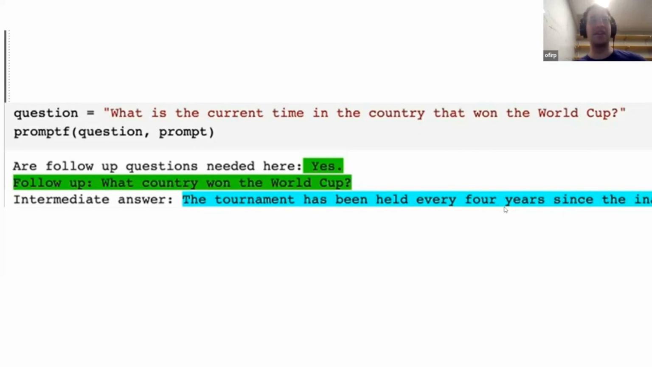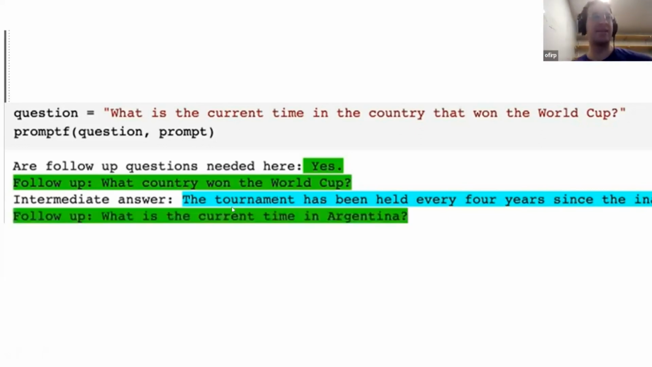But it's a really long paragraph, and we take all of this stuff and we feed it again into GPT-3, and GPT-3 utters the following sentence, says, follow up, what is the current time in Argentina? So it has correctly parsed out Google's response, and it has correctly asked the next sub question. And so again, we notice that a follow-up question has been asked. We tell GPT-3 to hold on.